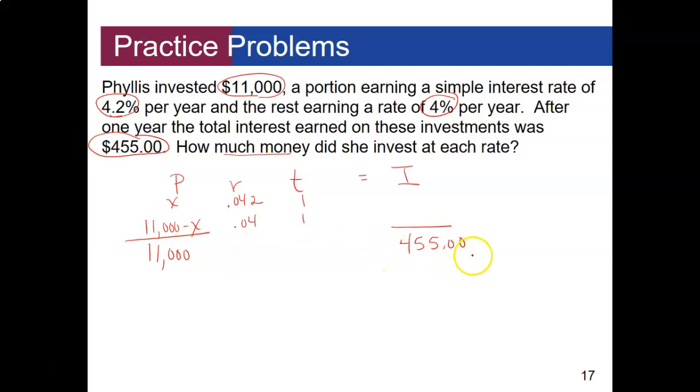So we've filled in the information that we know. We know the interest is principal times rate times time, so I'm going to multiply across. I'll have 0.042x, and then multiply across here, and I'll have 0.04 times 11,000 minus x. So I'm going to add the interest from the first investment plus the interest from the second investment, and that's going to equal the total interest. And that's where I get my equation.